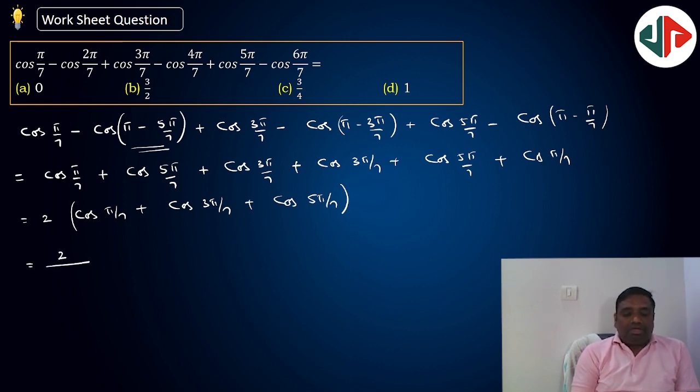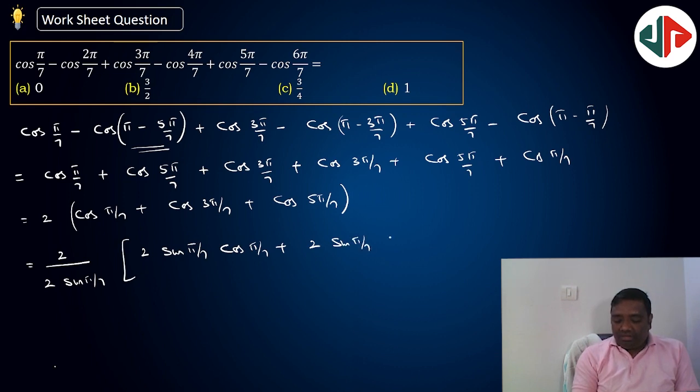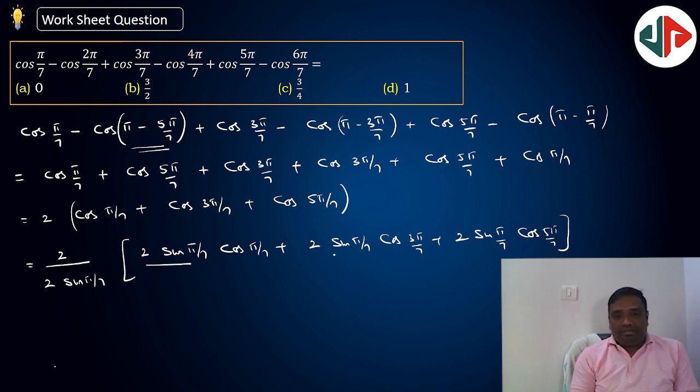I am multiplying with 2 times sine of pi by 7 and dividing with 2 sine of pi by 7. So we get 2 sine of pi by 7 cos of pi by 7 plus 2 into sine of pi by 7 cos of 3 pi by 7 plus 2 into sine of pi by 7 into cos of 5 pi by 7. I am multiplying and dividing. So finally here we got 1 by sine of pi by 7.